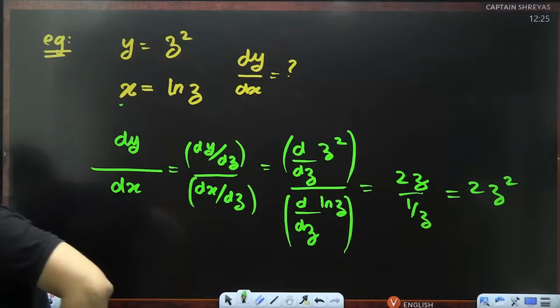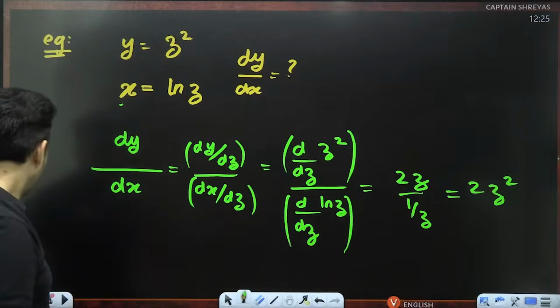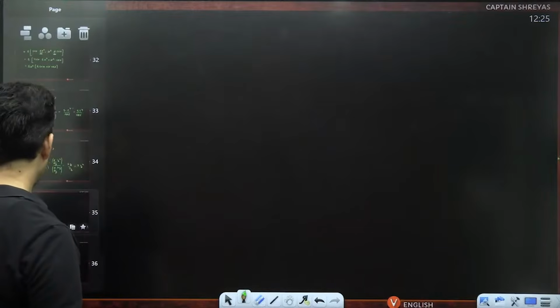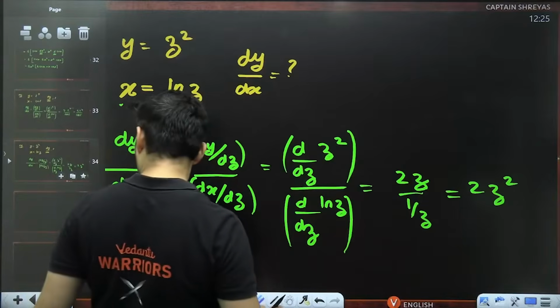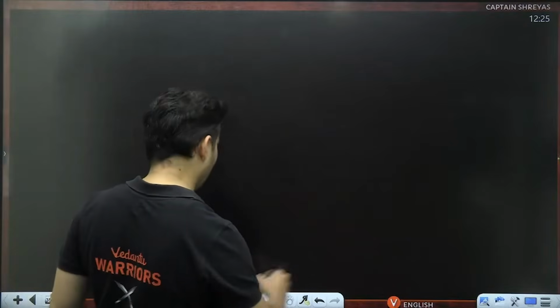2z square. Very good, Savita, Satyashri. Awesomeness. Proud of all of you. Next question coming up on your screen, my dear warriors. All right, all right.